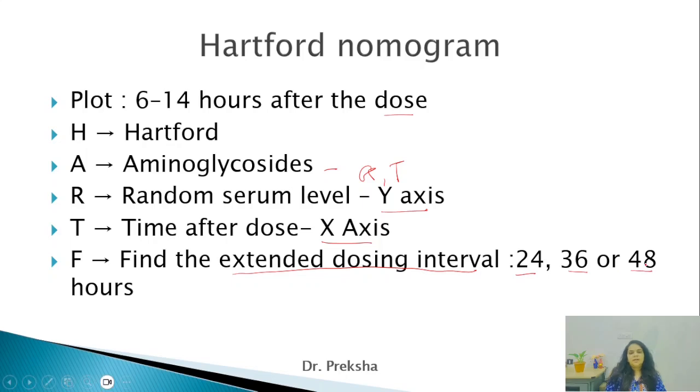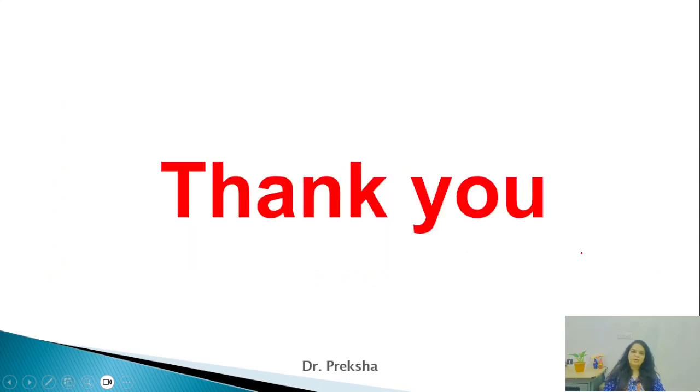You have to decide the dose. So the Hartford nomogram helps you to decide the dosing interval rather than the dose itself. The important concept to remember in the exam is that the Hartford nomogram will not help you to decide the dose, but it will help you to decide the dosing interval, which is known as once-a-daily or extended dosing interval. So this was about the Hartford nomogram, which is commonly used with aminoglycosides.